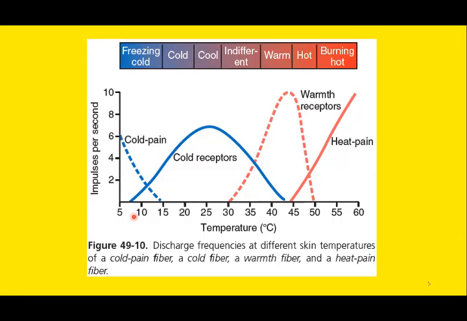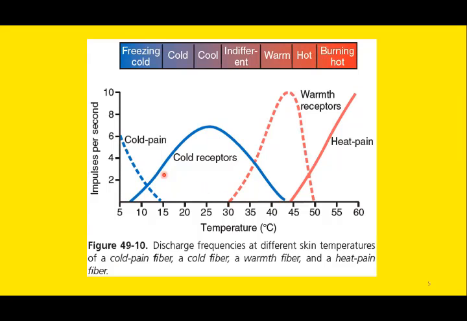For example, the receptors for cold, they are sensitive at a temperature range between 10 to 40 degrees centigrade, and the peak is at the level of around 24 to 25 degrees centigrade. So at 25 degrees centigrade, you can see maximum sensitivity of cold receptors, and beyond 25, beyond 30, the impulse rate progressively declines as indicated by the downward slope, the blue curve.